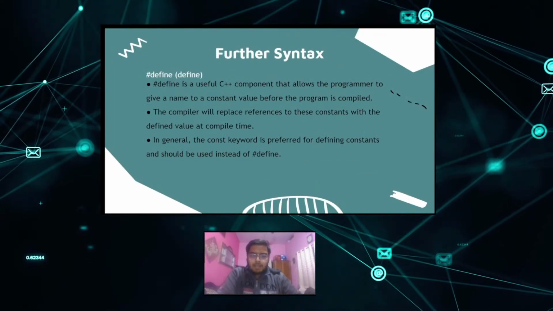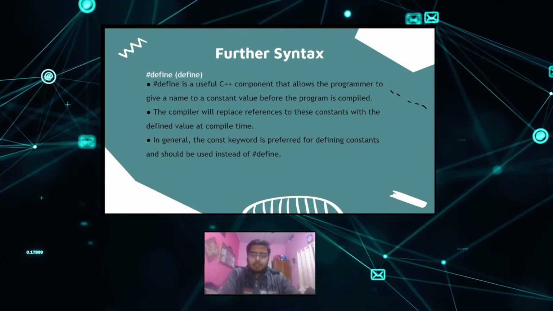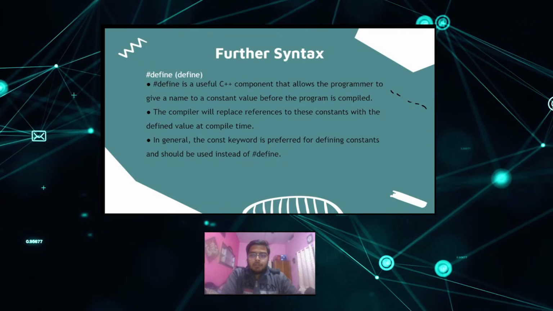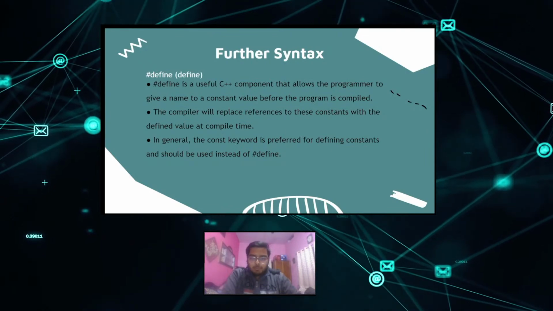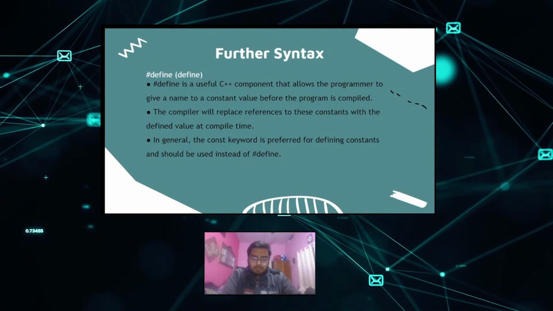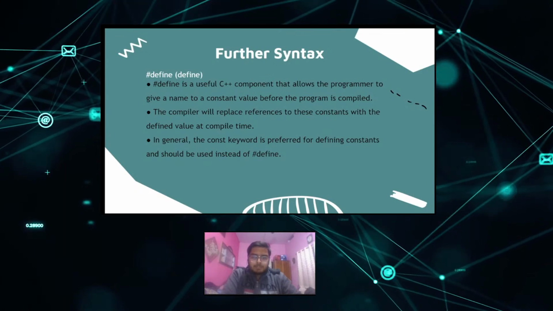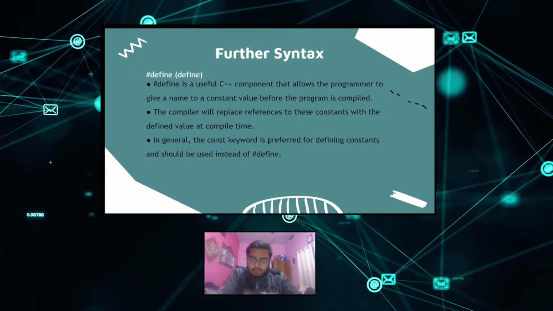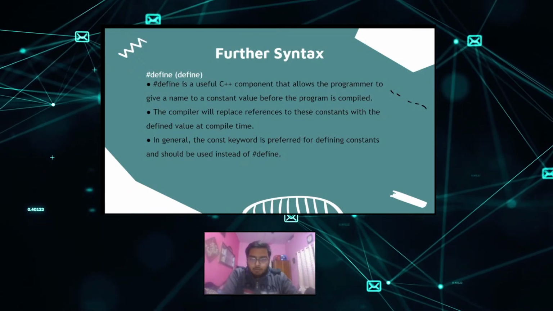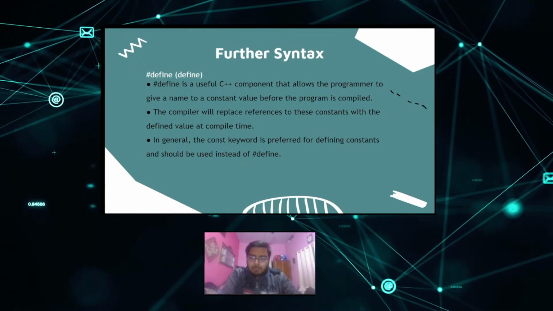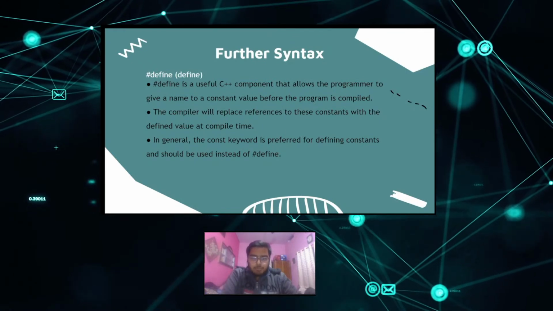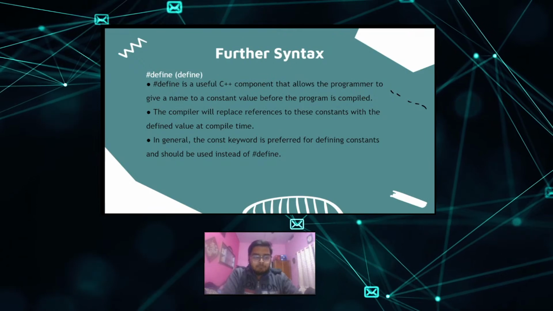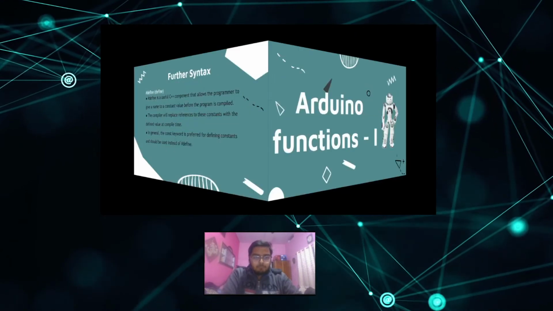Now, let us look at hash define. Hash define is a useful C++ component that allows the programmer to give a name to a constant value before the program is compiled. The compiler will replace references to this constant with the defined values at compile time. In general, the const keyword is preferred for defining constants and should be used instead of hash define.